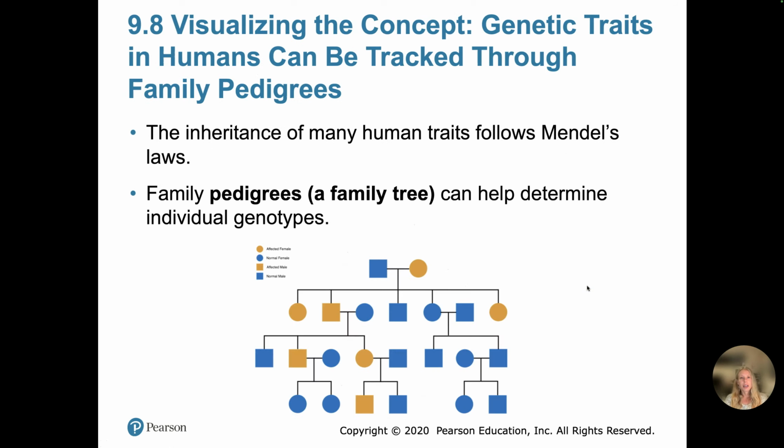Now we're going to talk a little bit about pedigrees. Genetic traits in humans can be tracked through family pedigrees. The inheritance of many human traits follows Mendel's laws, and a family pedigree, which is also just a fancy word for a family tree, can help determine individual genotypes. Typically, in pedigrees, circles represent females and squares represent males.